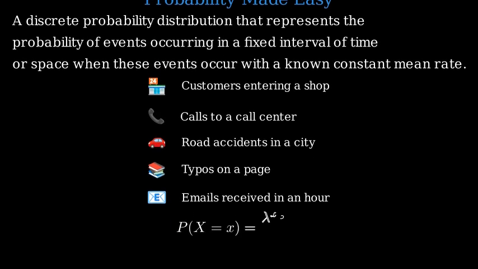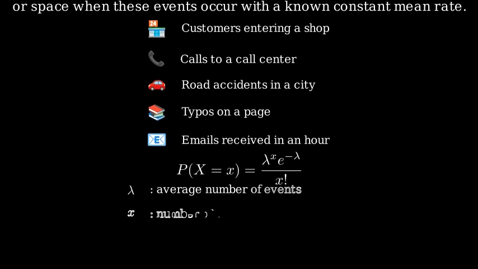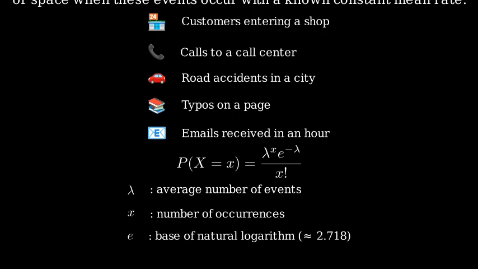The Poisson probability mass function is given by P(x) equals lambda to the power x times e to the power negative lambda, divided by x factorial, where lambda represents the average number of events in the given time interval. X is the number of occurrences we're interested in. E is the base of natural logarithms, approximately 2.718. Let's understand this formula step by step.